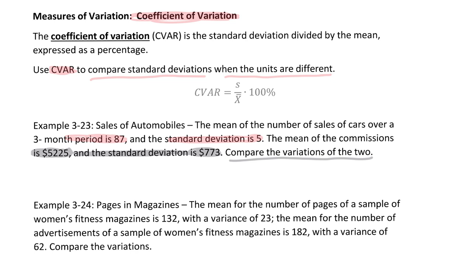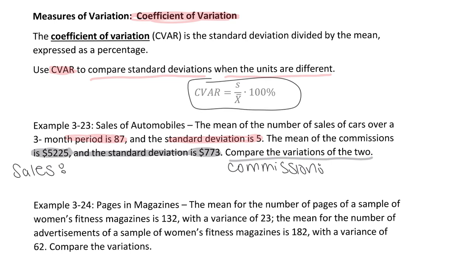So I'll start with sales, sales versus commission. So I'll leave some space for commission. And then I've got sales, and I'm just using this formula here. They will give you some information. So they gave us that the standard deviation is 5, so S is equal to 5. And they also gave us the average, which is 87. The X with the bar over it is representative of the average.